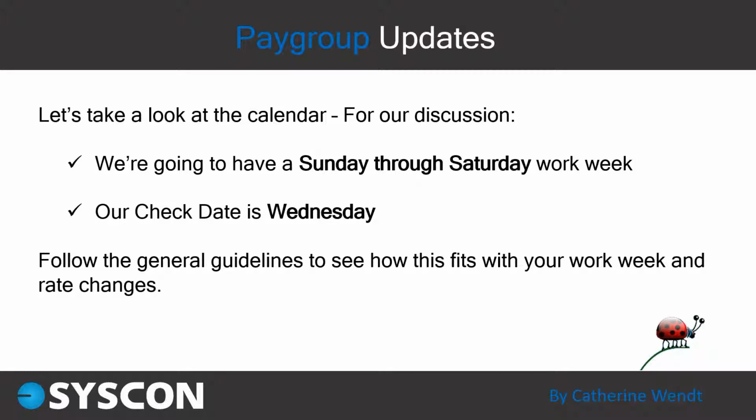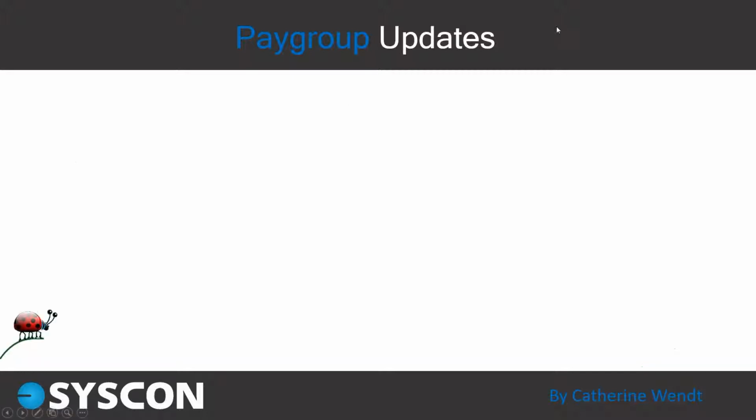Yours might be Monday through Sunday. It might be a Thursday check date. You can translate there, but for the sake of our discussion today, Sunday through Saturday, check date is Wednesday. So if you have a calendar in front of you, these dates I'm going to go over next will make sense and you'll be able to follow through.